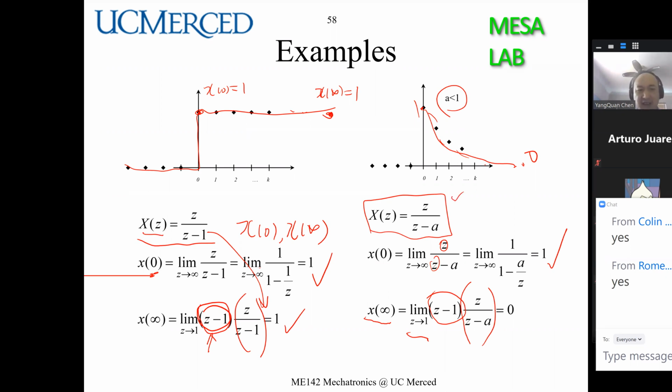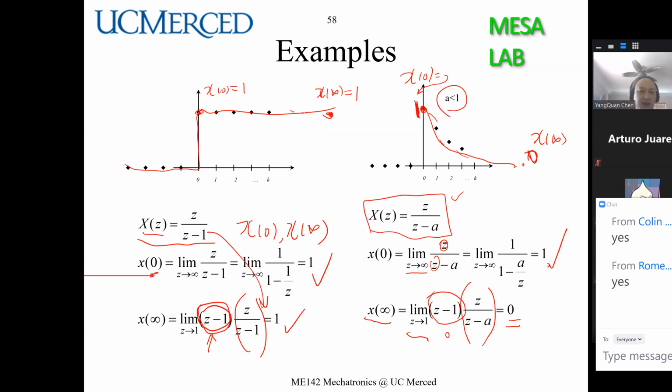But what about this one? This is an exponential decay. Let's try. Send z to infinity, then this can be ignored, so it's 1. That's easy. Now send z to 1, and multiply by z minus 1 times this thing. Of course this is 0, and this is not 0, so finally it goes to 0. So x infinity is 0, and x0 is 1. We verified the initial value and final value theorems.